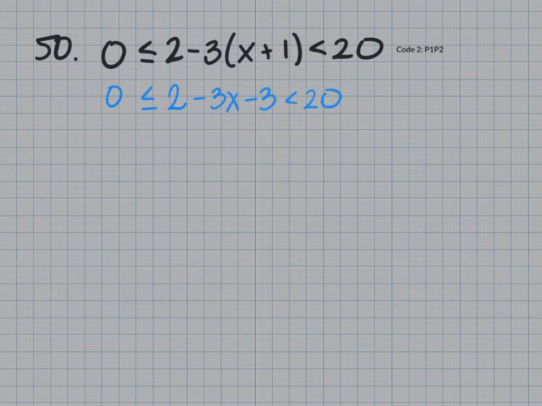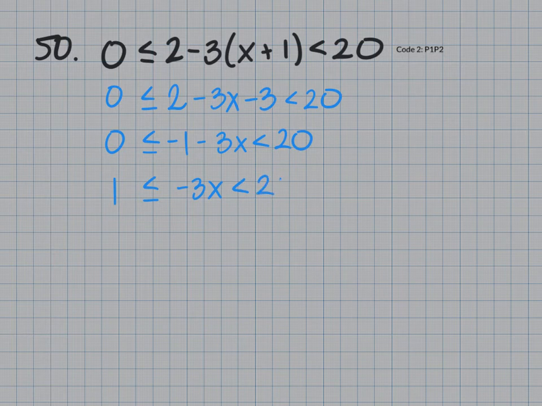I'm then going to combine like terms. So I get 0 less than or equal to negative 1 minus 3x less than 20. I'm going to add 1 to each side. So I get 1 less than or equal to negative 3x less than 21. And then I'm going to divide everything by negative 3. So I get negative 1/3 greater than or equal to x greater than negative 7.